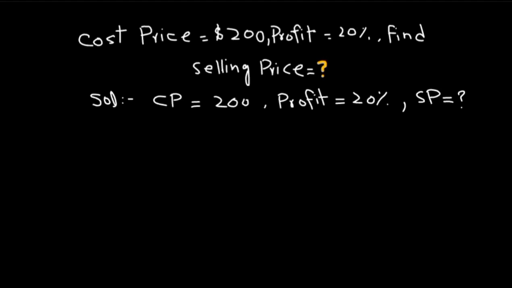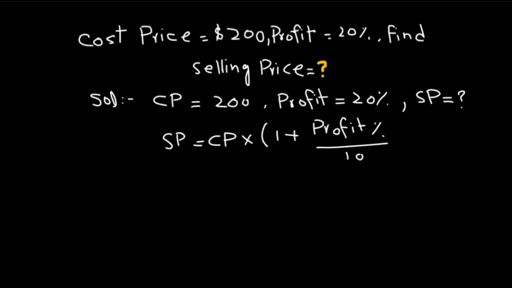So first of all, when profit is given in percentage, we use this formula. SP is equal to CP multiplied by 1 plus profit in percent over 100.